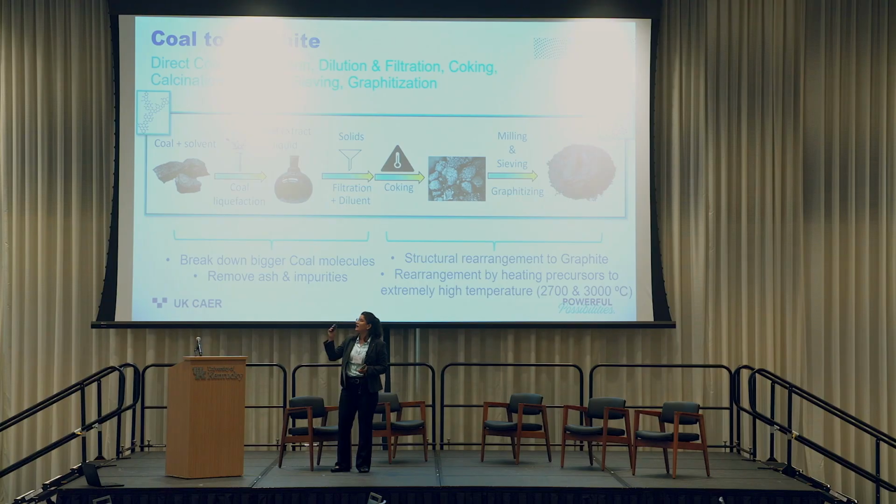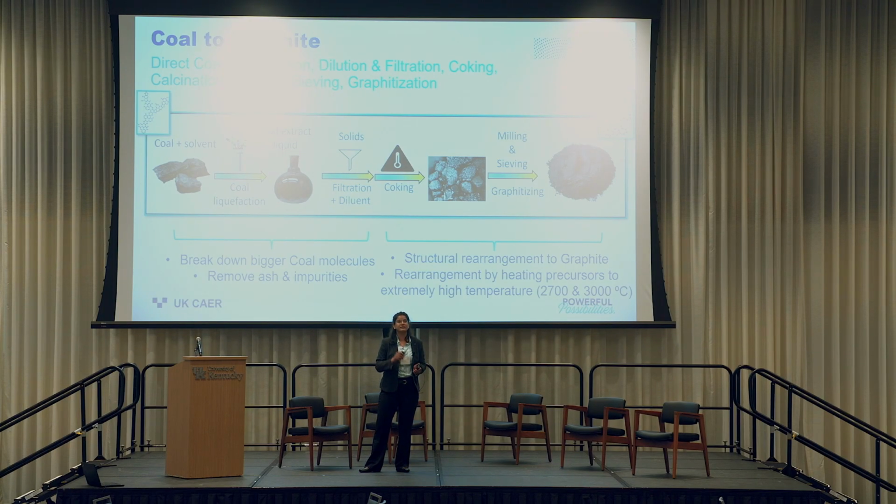And in order to facilitate that rearrangement, we need to bake these precursor materials to very, very high temperatures, 2700 degrees Celsius, 3000 degrees Celsius. That is a facility that we don't have here. We have to go to industry and they bake the powders for us to make it into graphite.